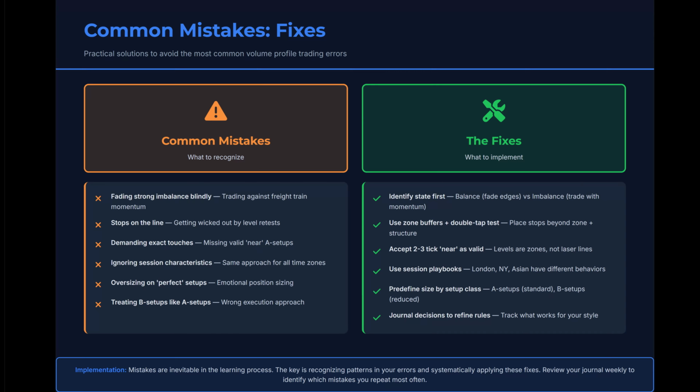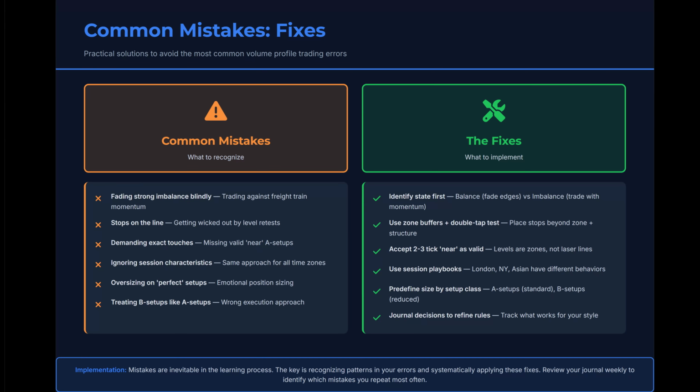Fix number 3, accept 2 to 3 tick near as valid. This solves the problem of demanding exact touches. If you see a strong rejection candle within 2 to 3 ticks of your target level and you have volume confirmation, that is a valid entry trigger. Don't wait for pixel-perfect precision.